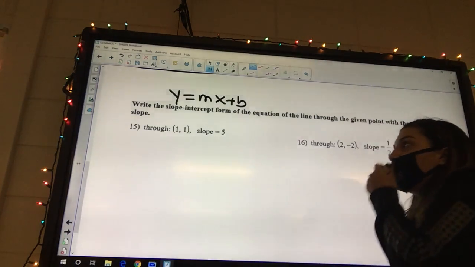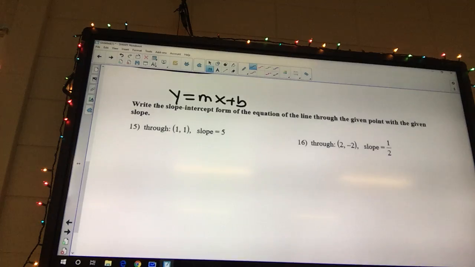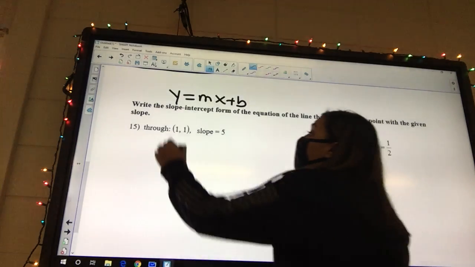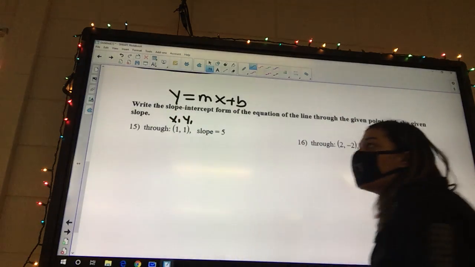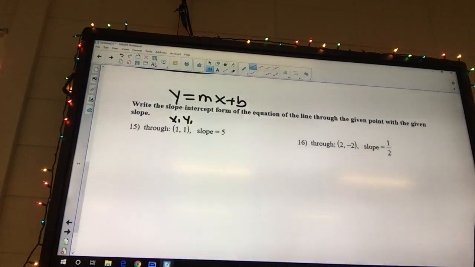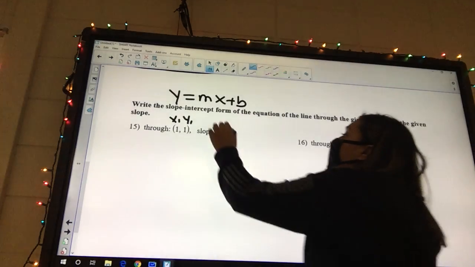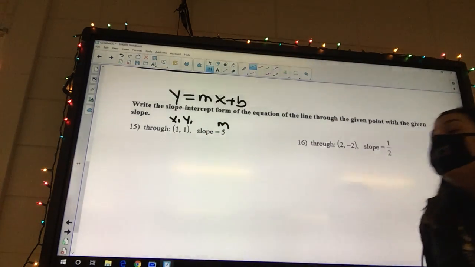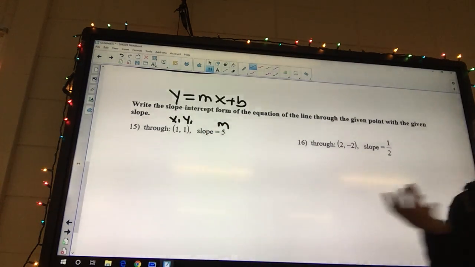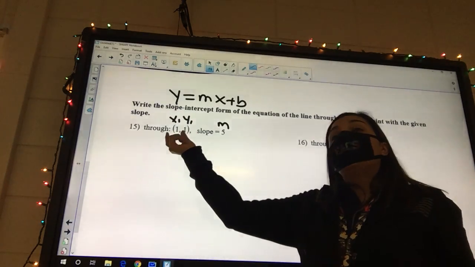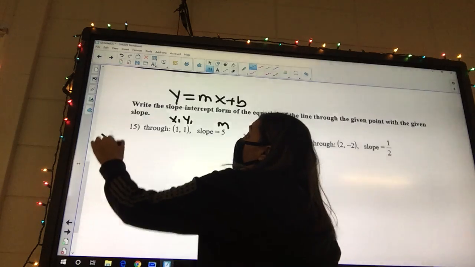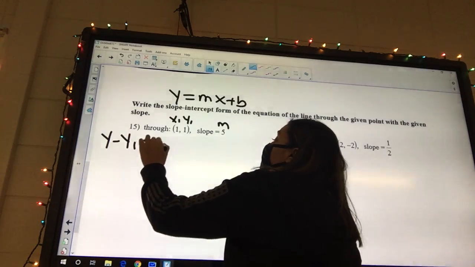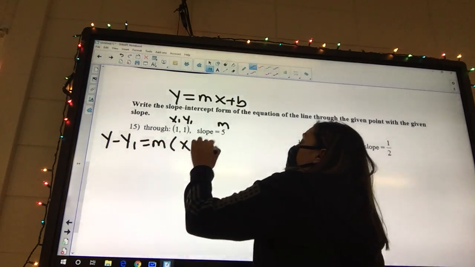Okay, so it says write the slope-intercept form. So we know what we need our answer to look like. Let's look at what we've got. Well, I've got a point, x1, y1, and I've got a slope. What letter do we use for slope? Oh, logic. M. Okay, and I want you to think about what I'm saying out of my mouth. We have some points and we have a slope. We're going to use point slope. So I got y minus y1 equals m times x minus x1.